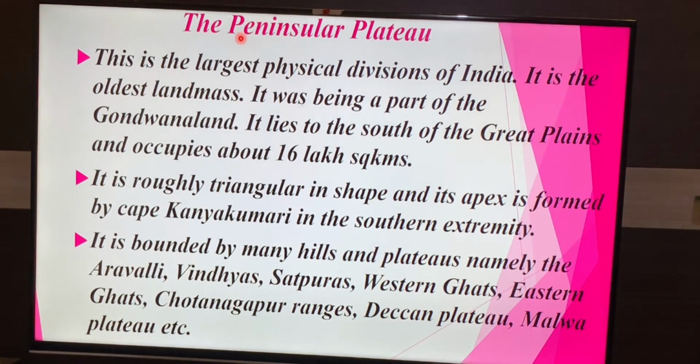Deccan Plateau, Malwa Plateau. The largest physiographic division is the Peninsula Plateau, and it was formed during the Gondwana landmass. It lies in the south of the Great Plain and occupies about 16 lakh square kilometers. It is roughly triangular in shape and is bounded by many hills and plateaus: Western Ghats, Eastern Ghats, Chotanagpur Plateau, Deccan Plateau.